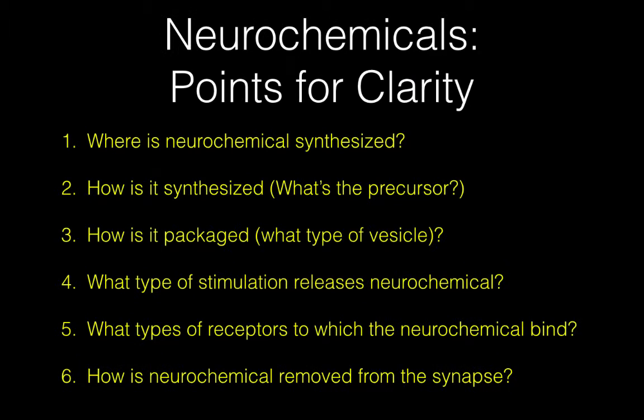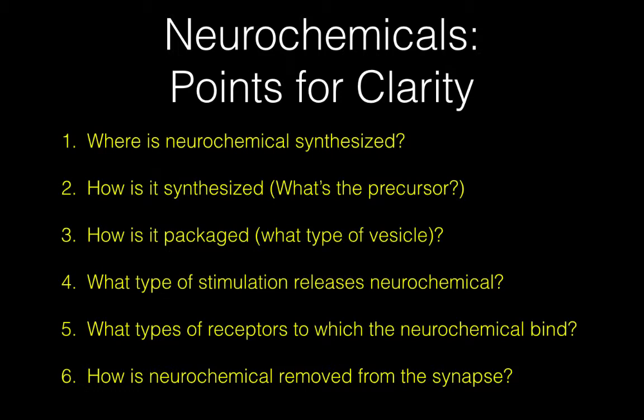Well, what do you really need to focus on when you're reading Chapter 6 and zeroing in on your studying? For each neurochemical, you should be able to answer fully the following six questions. Number 1, where is the neurochemical synthesized? Is it being synthesized in the cell body, or locally in the presynaptic terminal, or perhaps even the dendrite?